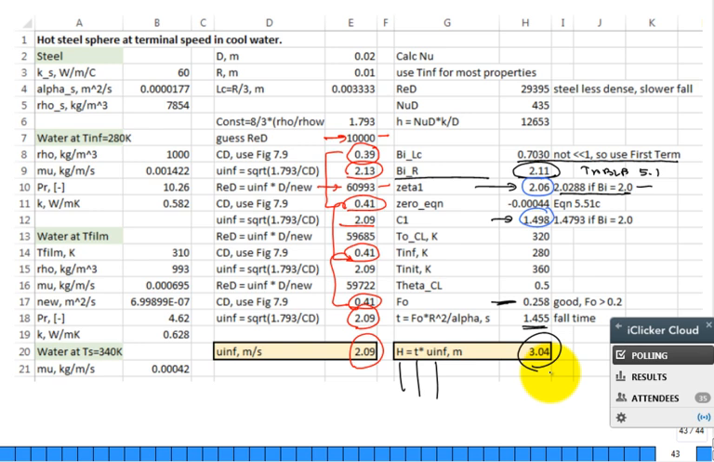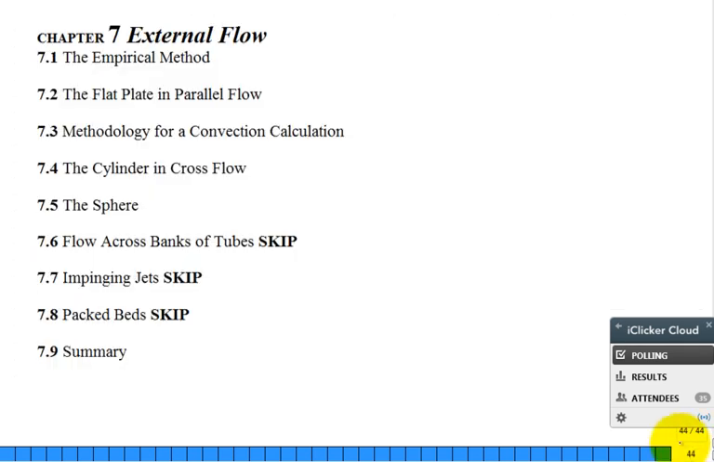All right. I see that I'm out of time. I emphasize these sections are being skipped. And I'm going to go ahead and stop right now.